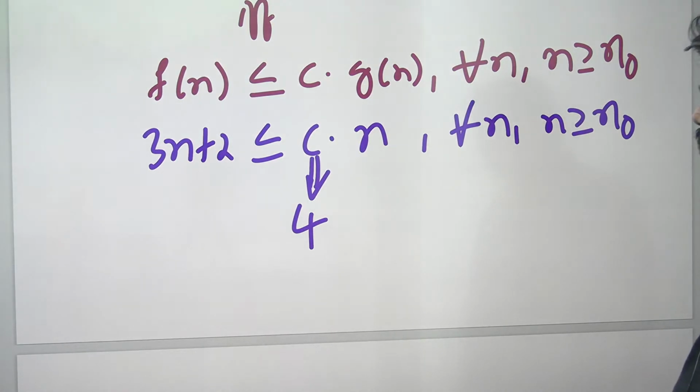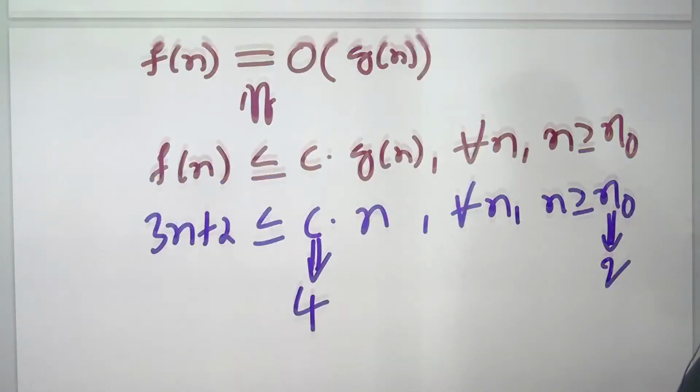Let me try. If I keep n value 1, will it work? For n value 1, left side is 5, right side is 4. No, it is not working. For n value 2, left side is 6 plus 2, 8. Right side is 8. So n0 value 2 onwards it is working. Check: 1 not working, 2 onwards working.